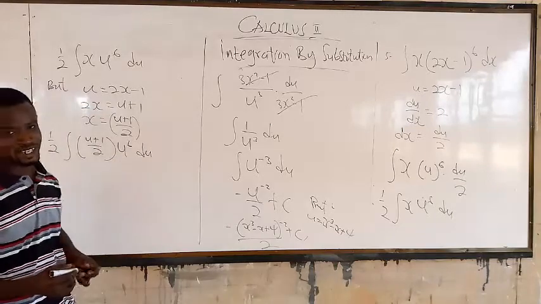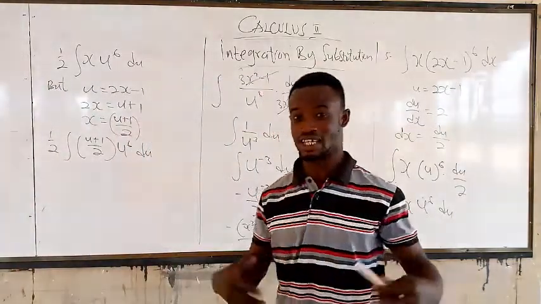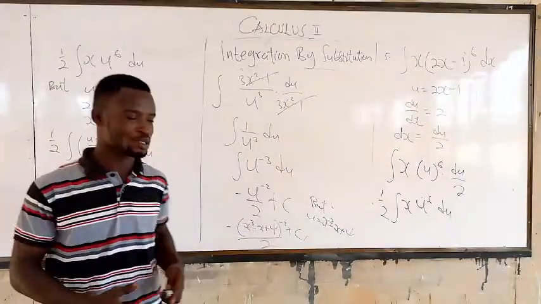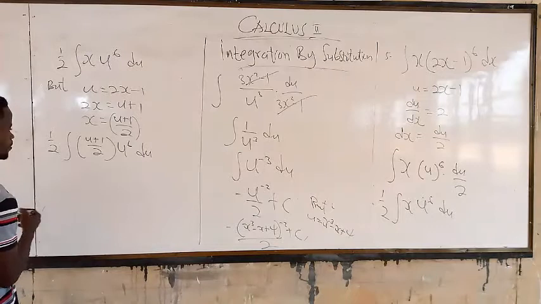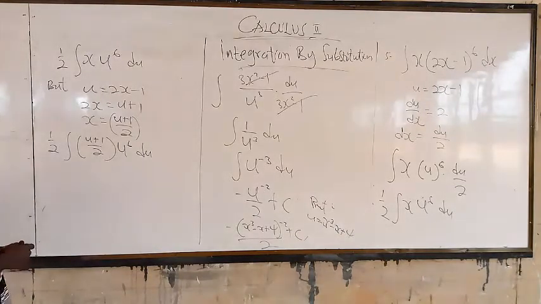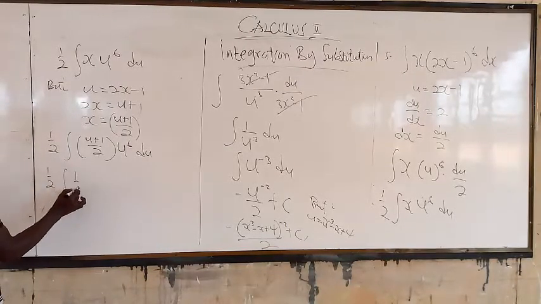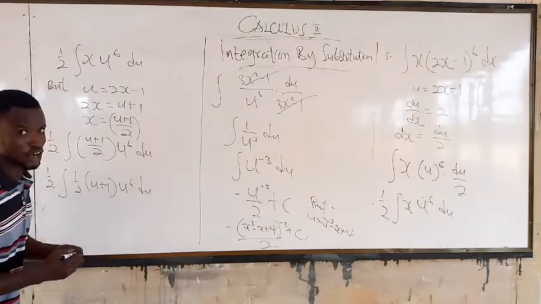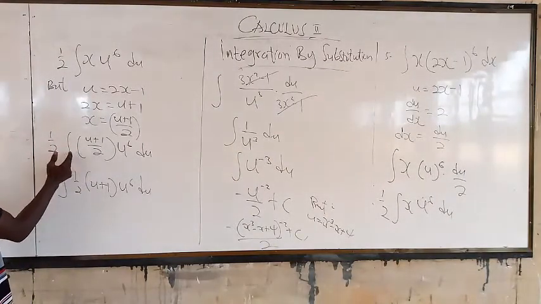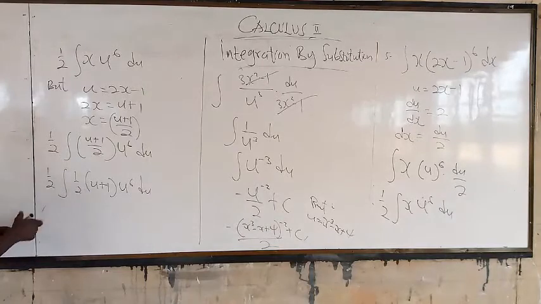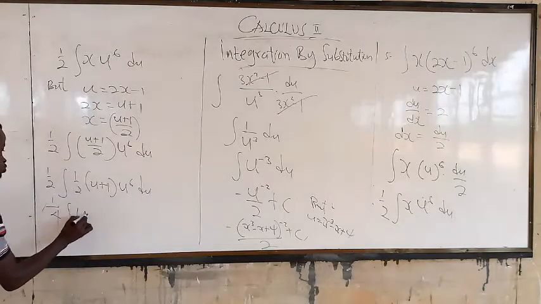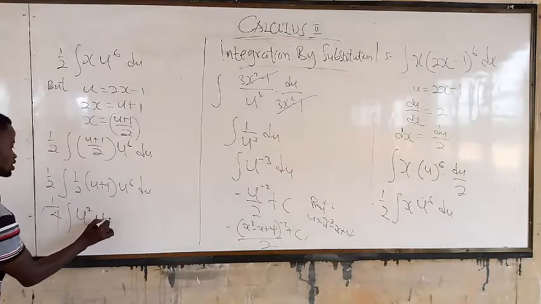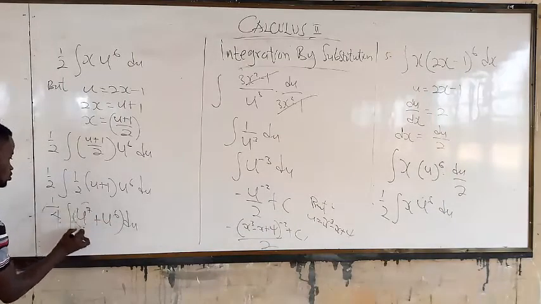Are we now not having the integral function in terms of u? Exactly that. So apply your algebra. Here we can do something. Half integral of half u plus 1. Please, algebra. You can take this half out, and this half can come and multiply this. So you get 1 over 4 integral of u to the power 7 plus u to the power 6 du. Beautiful.